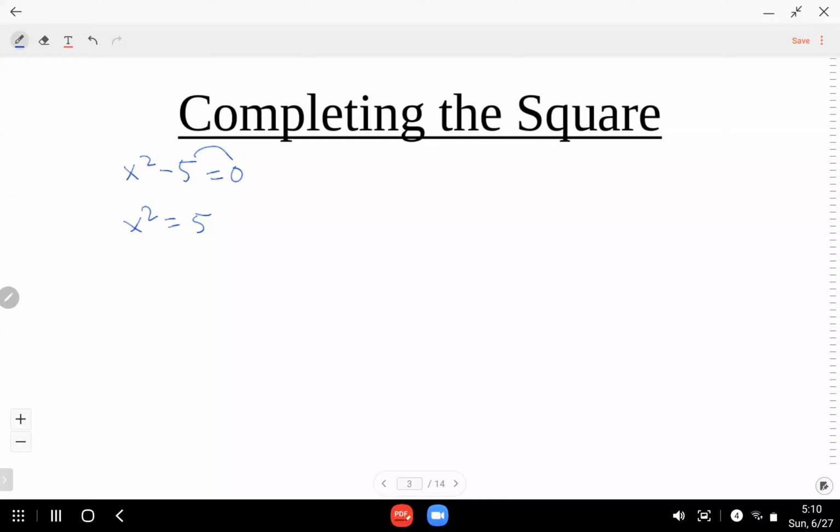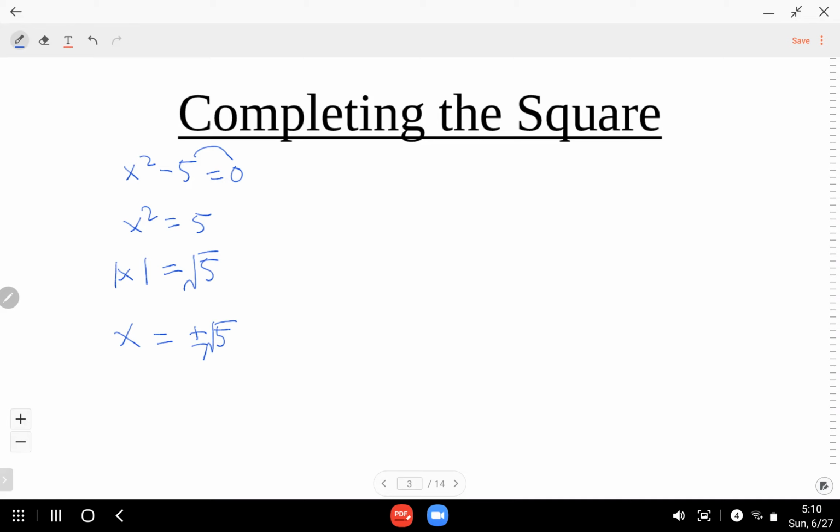So then the absolute value of x would be equal to the square root of 5. And then get rid of the absolute value, it should be equal to plus minus square root of 5. Okay, and then there's another method, but I don't recommend using that right now.